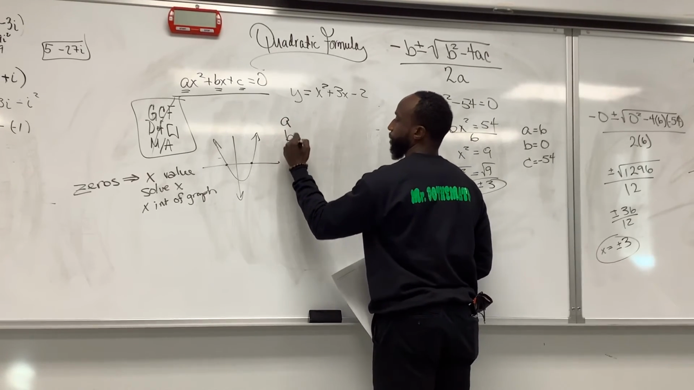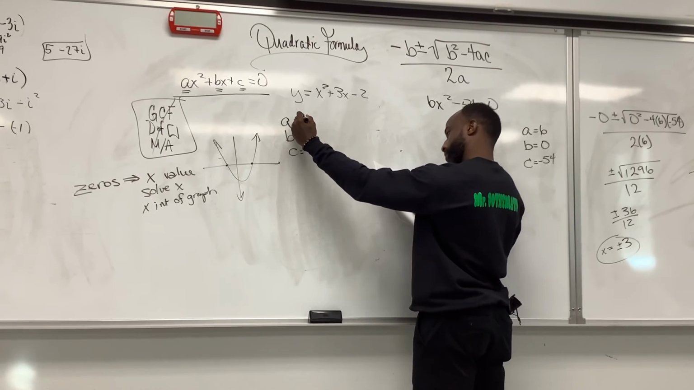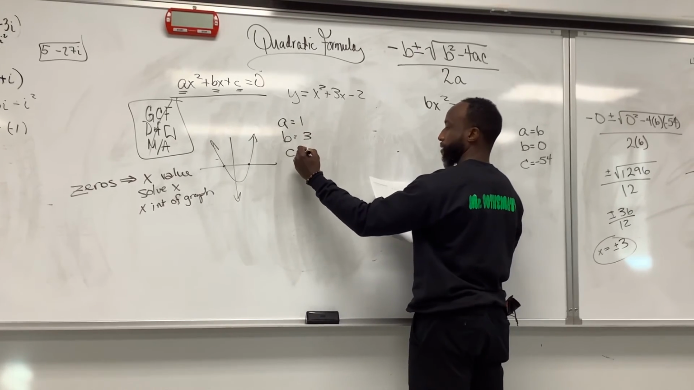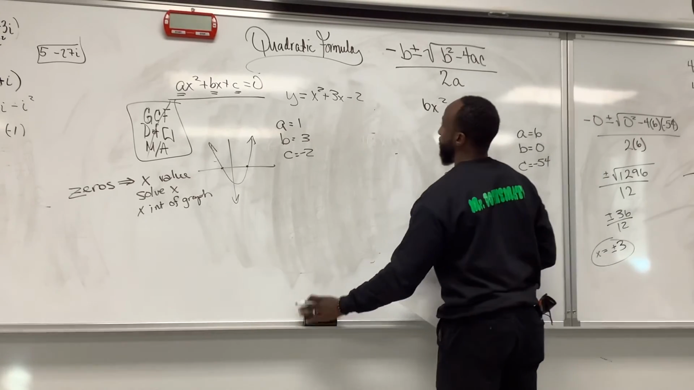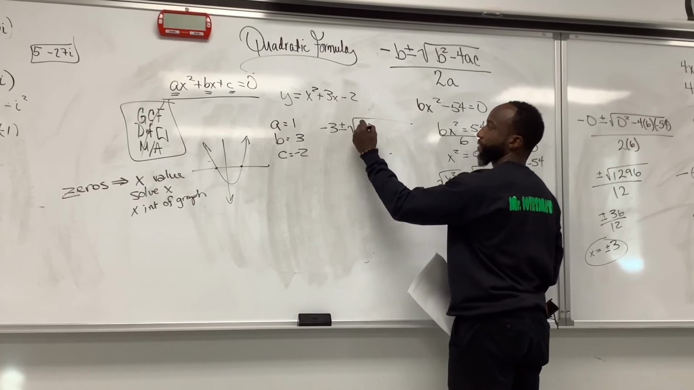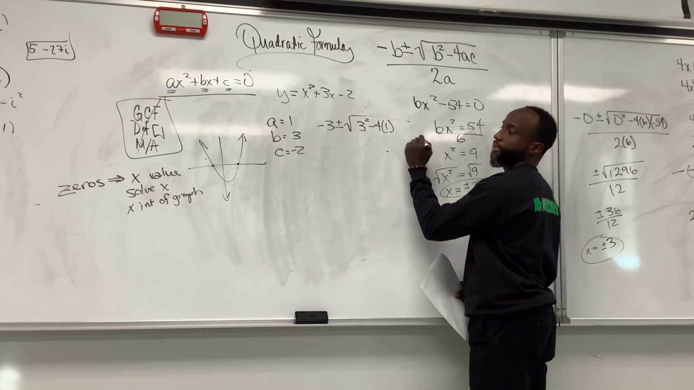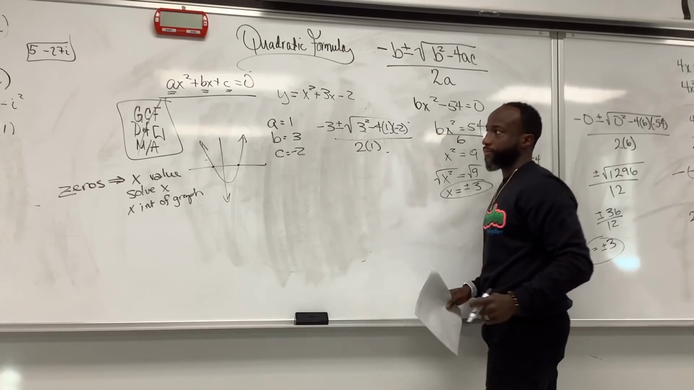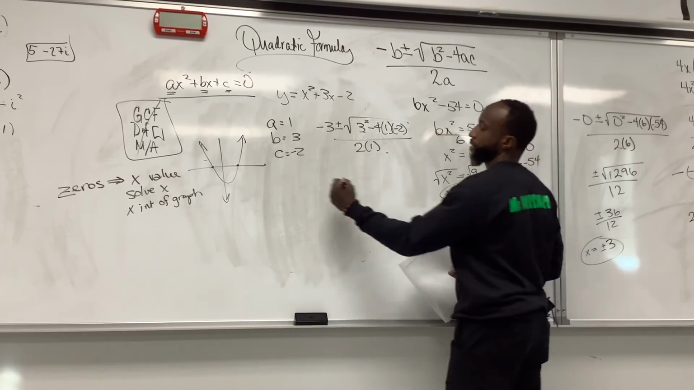Identify A, B, and C. What's A? 1. What's B? 3. And C is negative 2. Okay? Put it in this equation: negative B, negative 3, plus or minus the square root of B squared minus 4 times A times C, all over 2A. Good? Yeah. Alright, let's do the math.